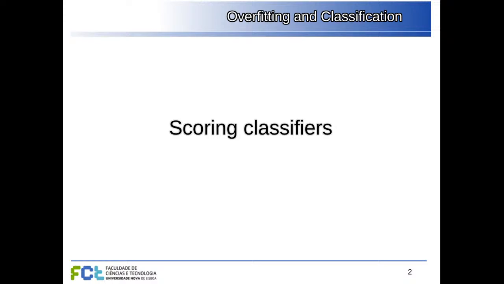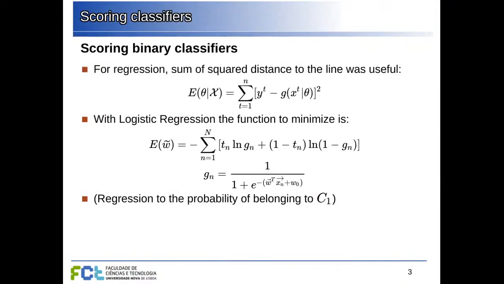So first let's start with the problem of evaluating the performance of a binary classifier. For regression, we used the sum of the squares of the differences between our predictions and the labels as a measure of the error. And this was useful both for minimizing this function in order to optimize the parameters under that assumption of a normally distributed error on the variable that we're trying to predict, and also to evaluate the result.